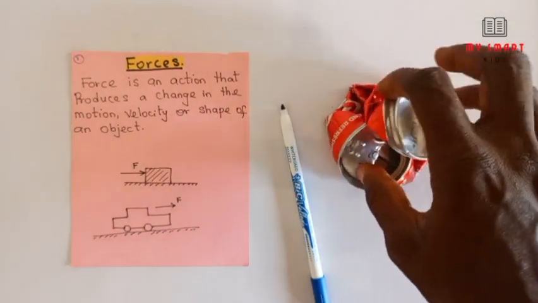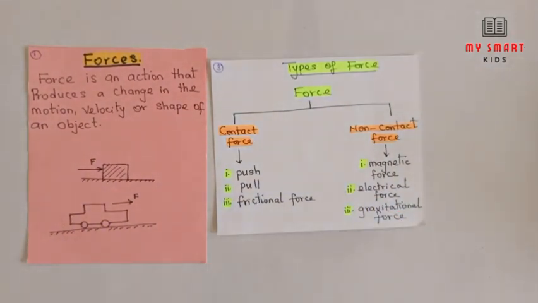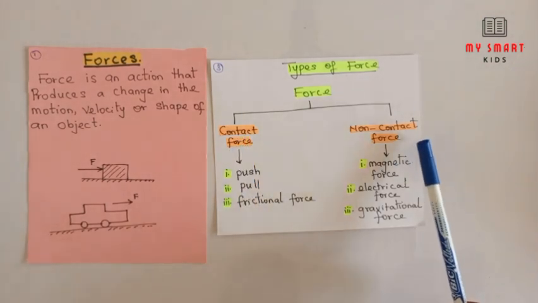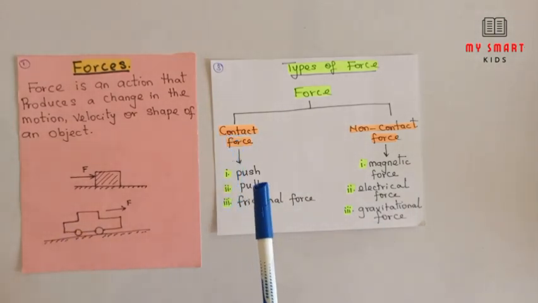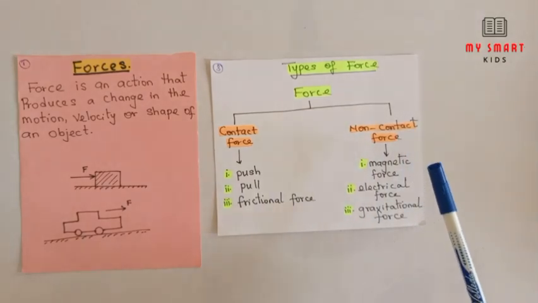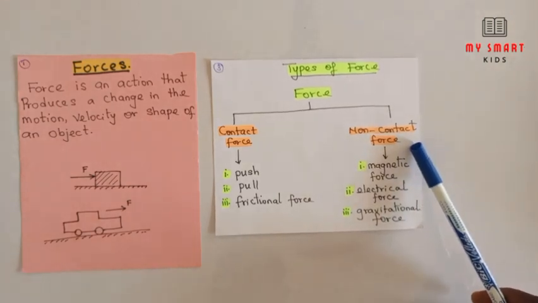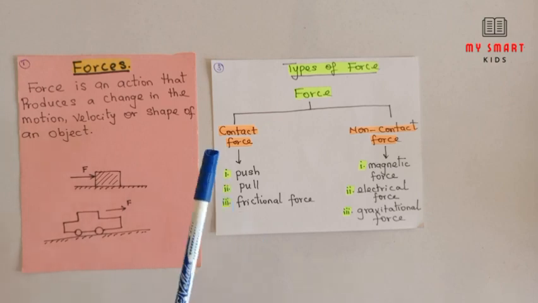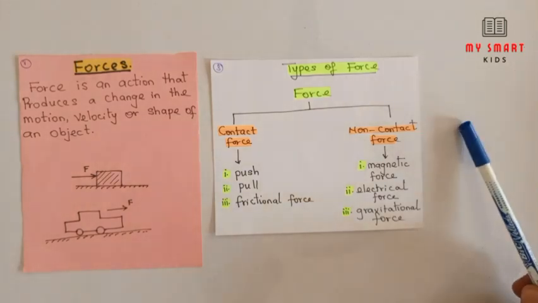Now let's move on to the various types of forces that we have. We have two main types of forces. We have one, the contact force, the second one, the non-contact force. In contact force, the force must be in contact. That is, the force must touch the body on which it is acting. While in non-contact force, the force will not be in contact. The force will not touch the body on which it's acting. The difference is, one will have to touch the body, while the non-contact will not touch the body.